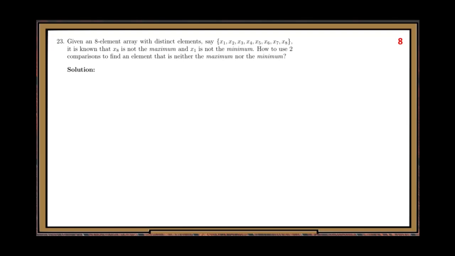Let's look at question number 33 of homework assignment number 1. First, in this question, we know x1 is not the minimum and x8 is not equal to the maximum. Then we need to find any element in the array that is neither maximum nor minimum.